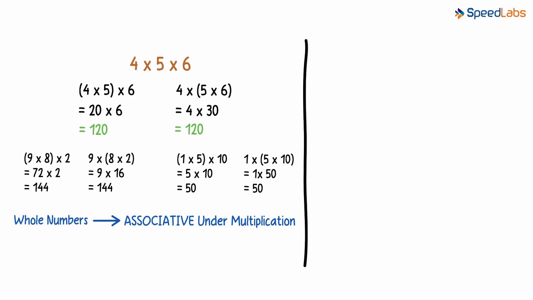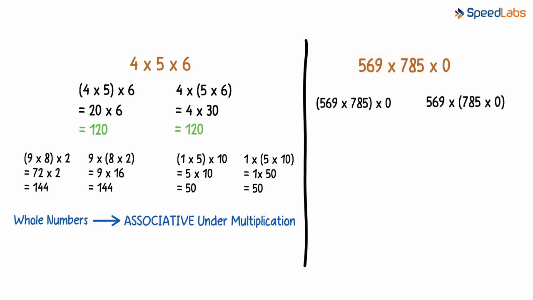Now I want you to answer this multiplication. Do we really need to multiply these first 2 big numbers? Not at all. Now we know that this is the same as this. This one is easier because any number multiplied by 0 is 0. We get this term in the brackets as 0. Then we multiply 0 with 569, which is 0 again.